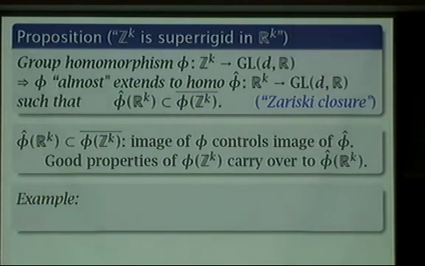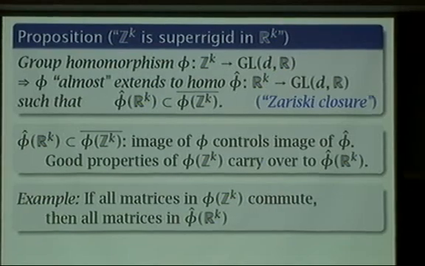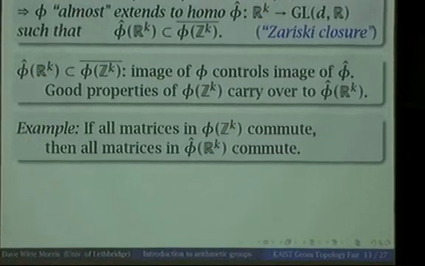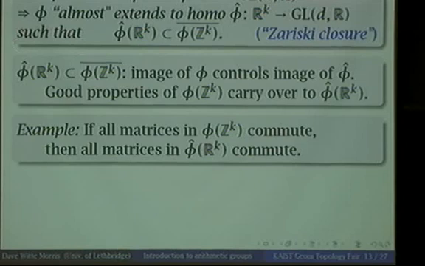Let me give a couple of simple examples that come up all the time. For example, suppose that all the matrices in our original image, phi of ZK, commute with each other. Then it would be nice to know that all the matrices in the image of the new map also commute with each other, and that's exactly what this Zariski closure will tell you. If you've got a bunch of commuting matrices, then all the matrices in the Zariski closure will commute with each other.